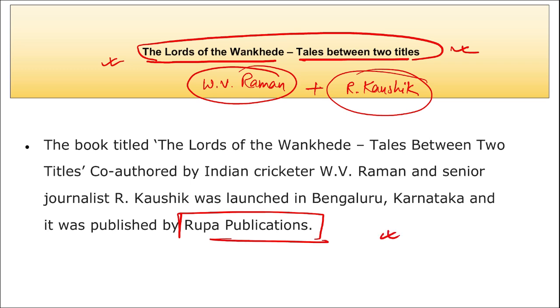The book describes the changes that occurred in Indian cricket between 1983 and 2023, and it reflects on the events that influenced the growth of cricket in India. Correct? So this is the name of the book, The Lords of Wankhede, Tales Between Two Titles, authored by W.V. Raman and R. Kaushik, published by Rupa Publications.